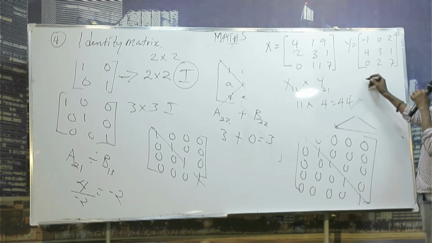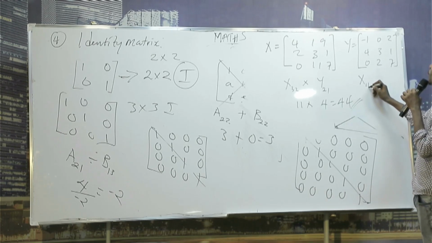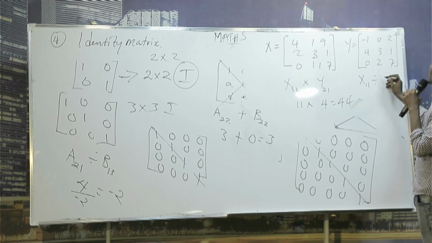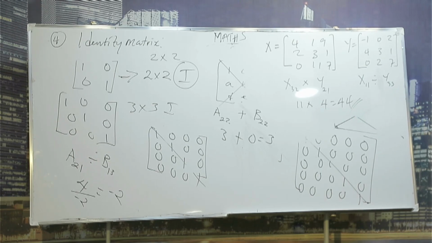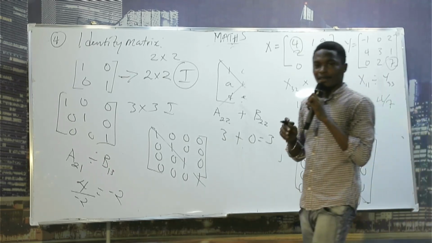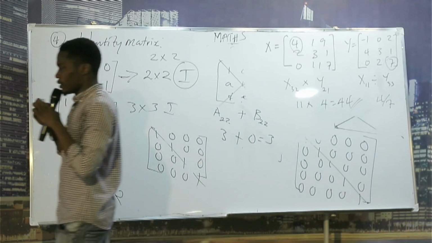Okay. What if I say you should find X11 divided by Y33? Where's the answer? 4 over 7. That is this guy divided by this guy. Are we here now? Good. So that is how to identify that. Is that okay, class? Okay.